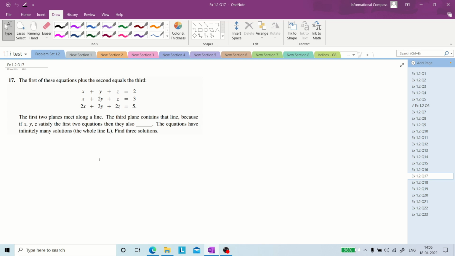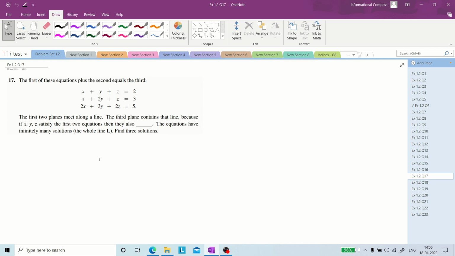So yes, I'll read the whole part for you. The first of these equations plus the second equals the third. The first two planes meet along a line. The third plane contains that line, because if x, y, z satisfy the first two equations, then the equations have infinitely many solutions.